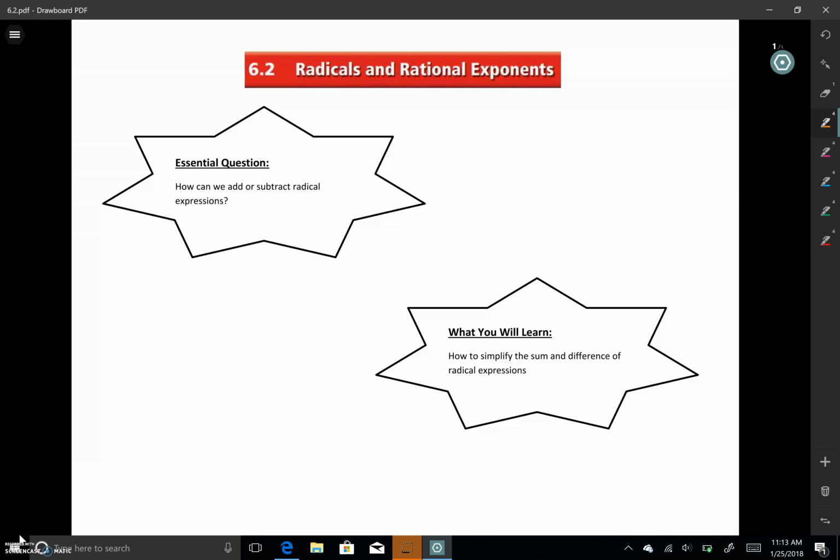All right, everybody, for the past couple of days, we have been working with radicals, identifying parts of a radical, simplifying radicals, and today, in this video, we're going to learn how to actually add or subtract radical expressions. And so that is our essential question. And our learning objectives, the first will be to add or to simplify the sums of radical expressions, and our second learning objective will be to simplify the difference or do subtraction on radical expressions.